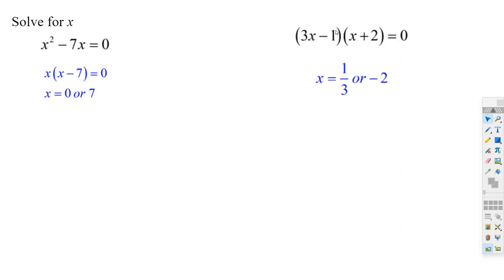The other mark is always 1 over 3 and the opposite of that sign. You could write 3x minus 1 equals 0 and solve, but do it fast. 1 over 3, this number over the number in front of x, and change the sign.